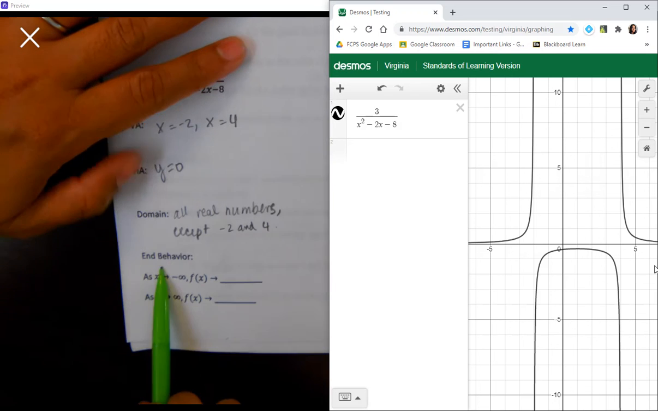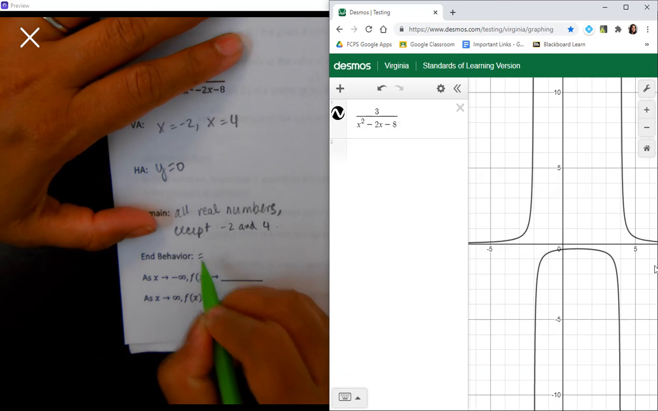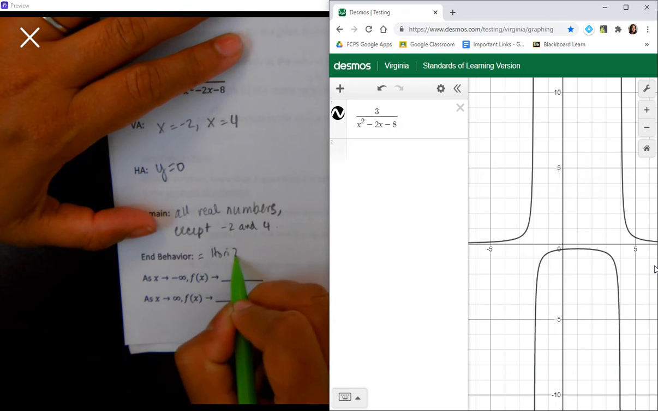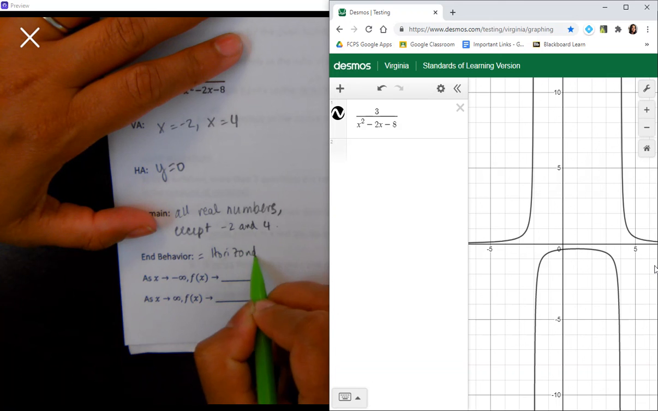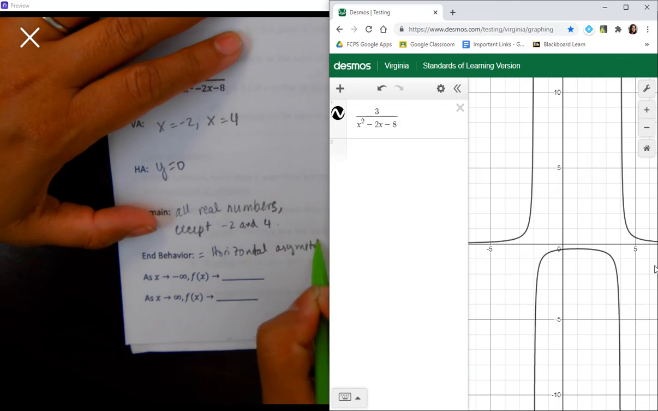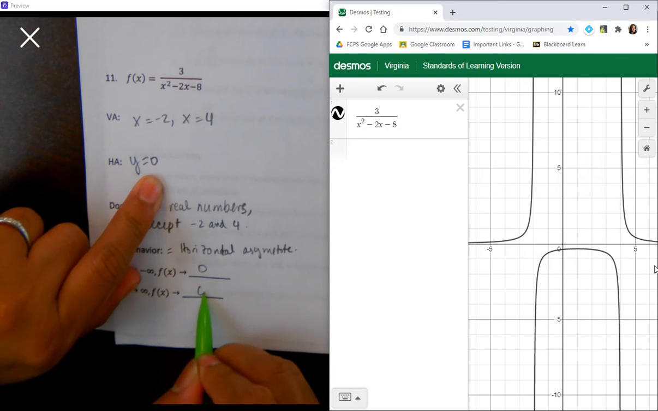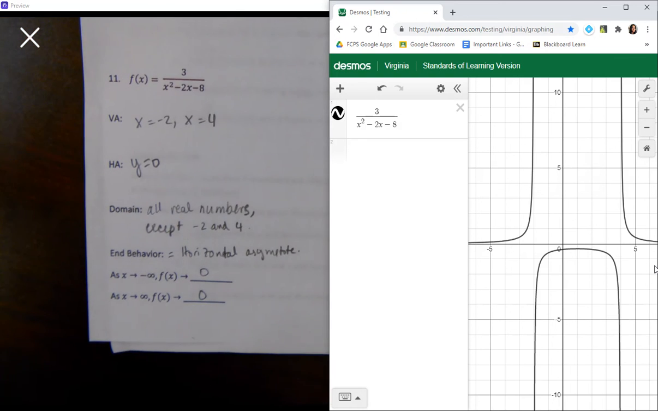Okay. Now the end behavior matches your horizontal asymptote. So end behavior is always equal to your horizontal asymptote. Okay. So your horizontal asymptote is 0, so you just write 0 and 0 here. Okay. Let me show you number 12.